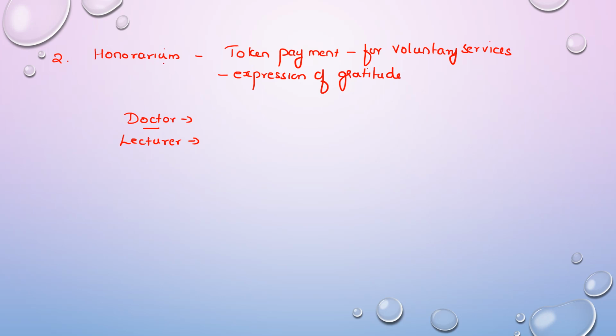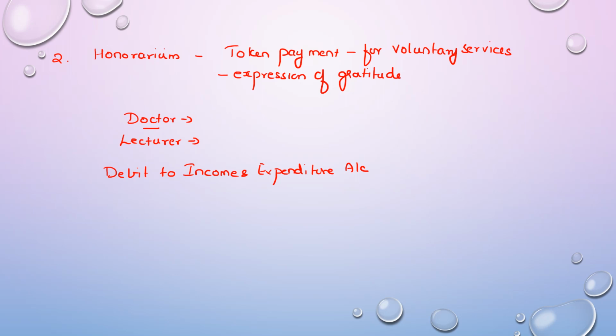So this is what honorarium is about, and where do we find it? We debit it to the income and expenditure account. So this is also an item which comes into the debit side of the income and expenditure account.